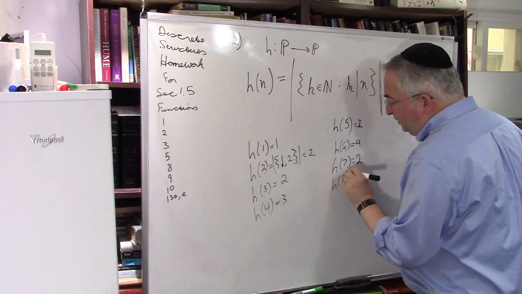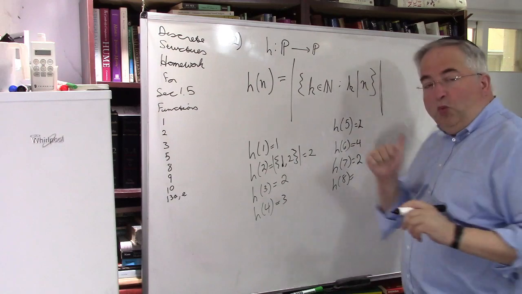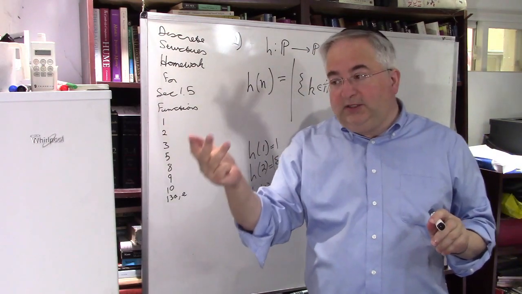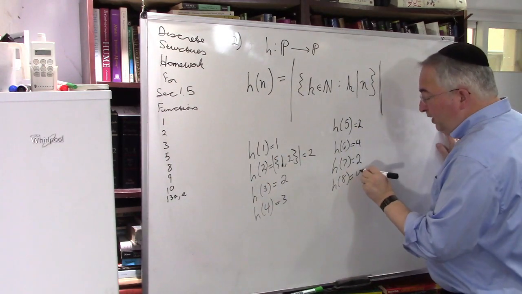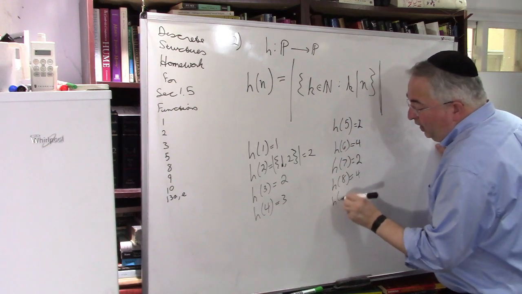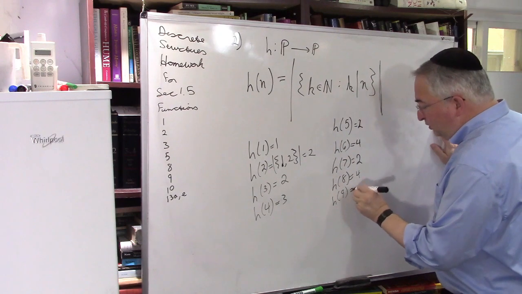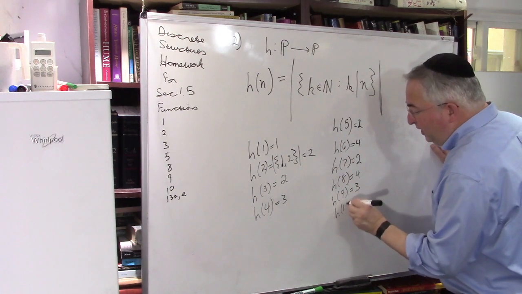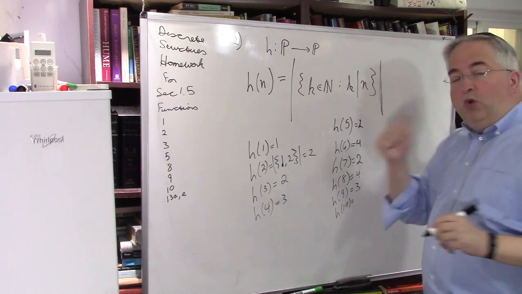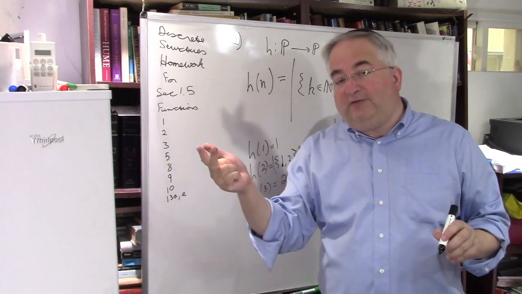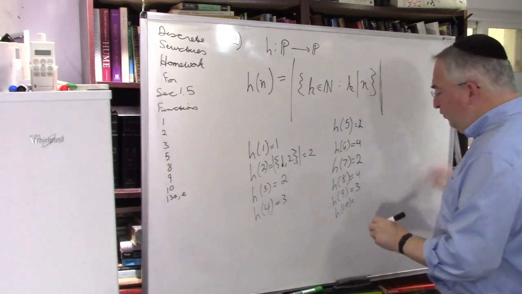H of 8, let's go through it. 1, 2, 4, 8. Four numbers go into 8. H of 9, 1, 3, 9 goes into it, so that's 3 of them. And H of 10, let's see what that is. 1 goes into it, 2 goes into it, 5 goes into it, and 10 goes into it, so that's 4.